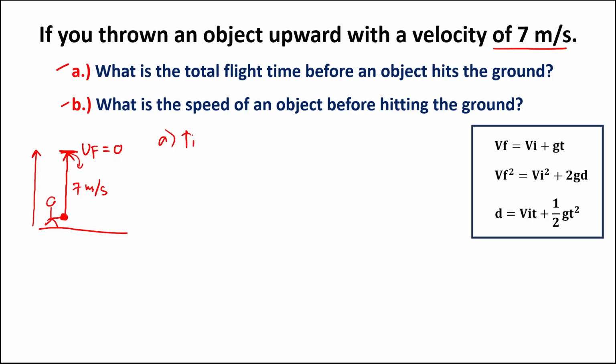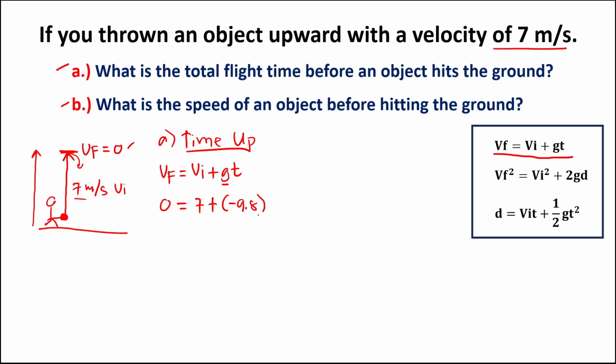So to solve for the time up, using this formula: the final velocity equals the initial velocity plus the gravity times the time. So we have the given final velocity for the time up, this one is 0. Then the initial velocity is 7. Then plus the gravity, this one is constant, negative 9.8. Then we have the time.